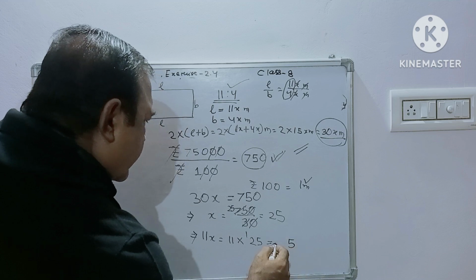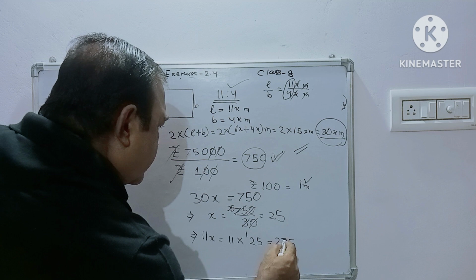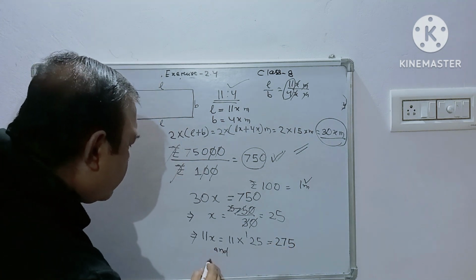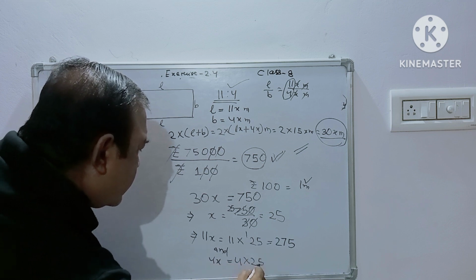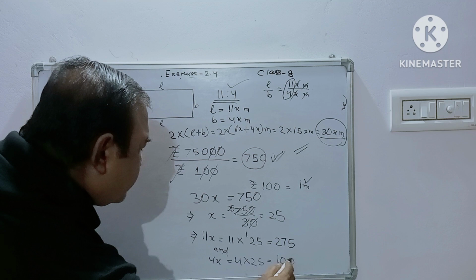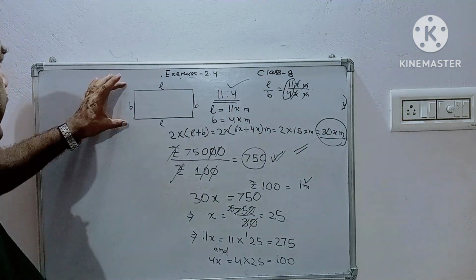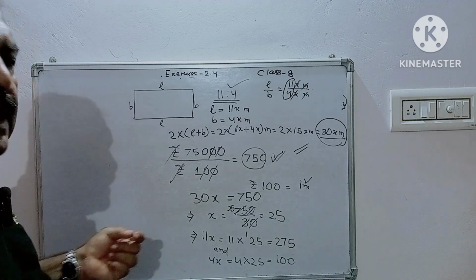Carry 5, 11 2s are 22 plus 5, 275. And 4x is equal to 4 into 25, that is equal to 100. So the length is 275 meter and the breadth is 100 meter.